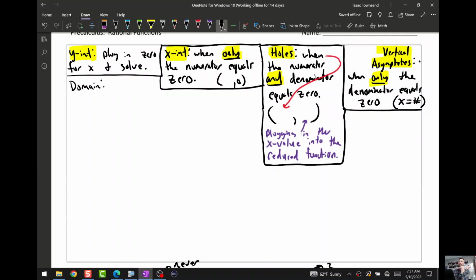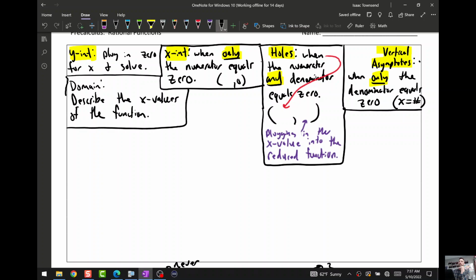Okay, next in our list of things to describe is domain, and domain still means the same thing as it's always meant. It's a way to describe the x values of the function. And now in most of these functions you can plug in basically any x you want to. So instead of us trying to figure out what x values we can plug in, we just do the opposite of that. We try to figure out which x values we can not plug in.